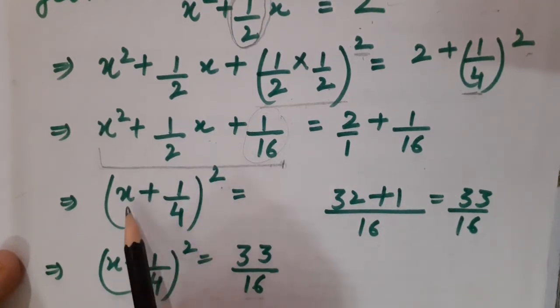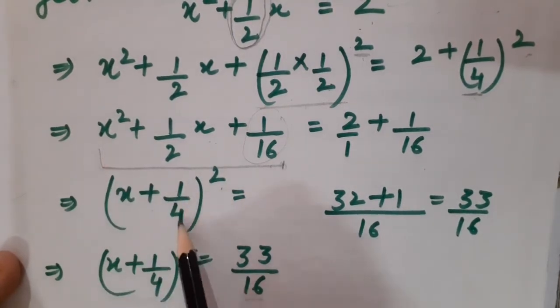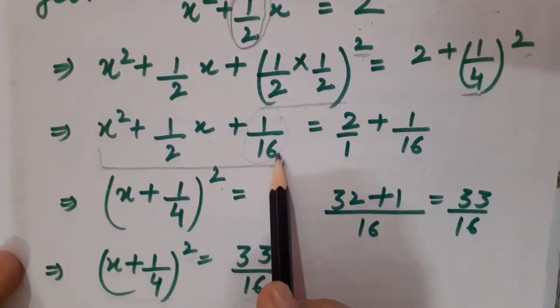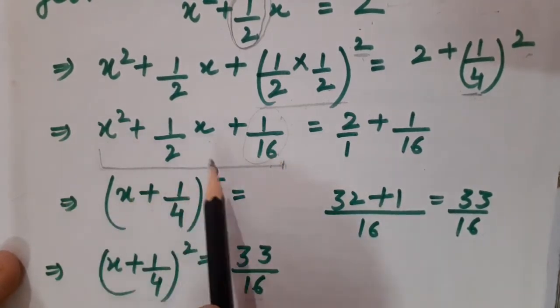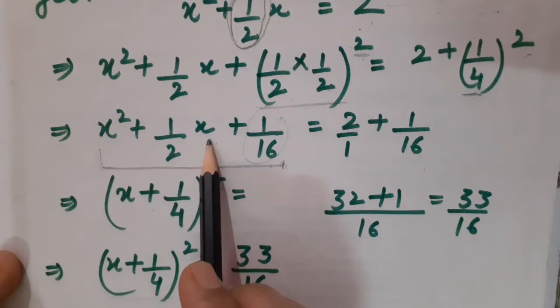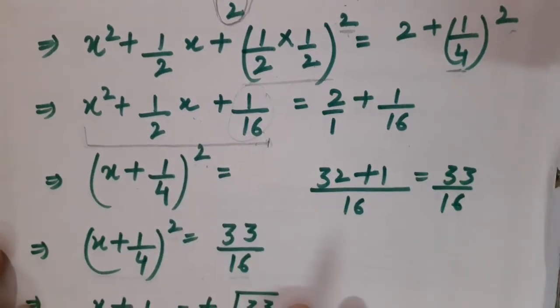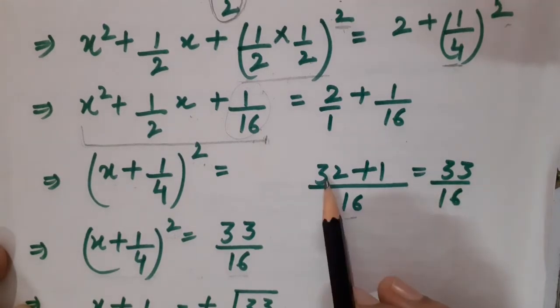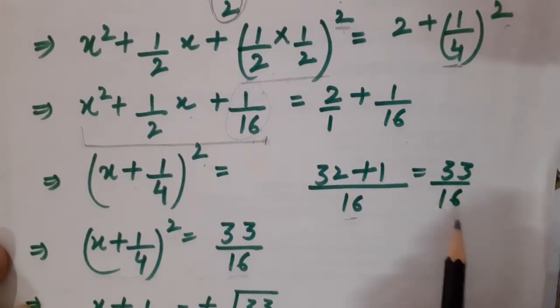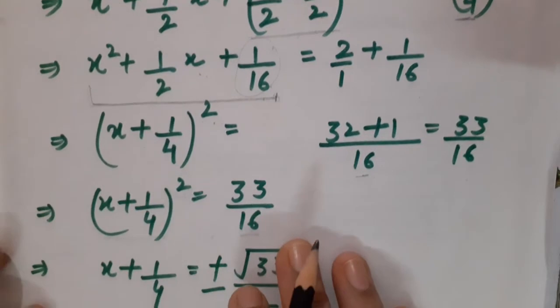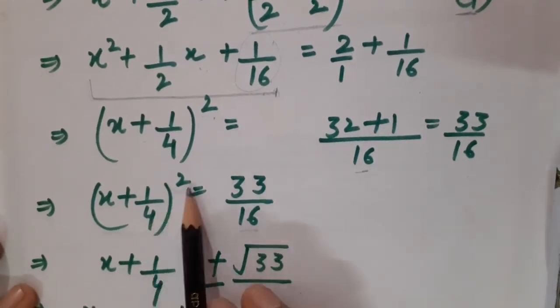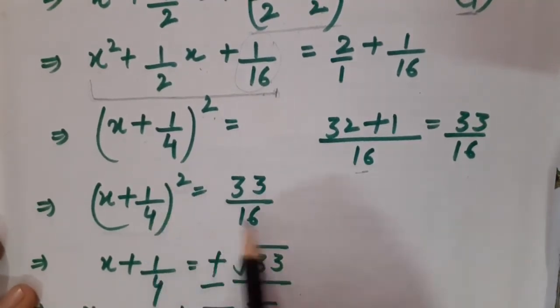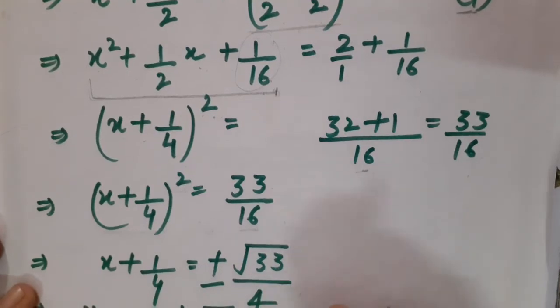Please simplify it. This is x square plus 1 upon 4 whole square, that is 1 upon 16, plus 2 into x into 1 upon 4, that is 1 upon 2x. Correct. Now simplify right hand side. LCM will be 16. So it will be 32 plus 1, that is 33 upon 16. So I have got x plus 1 upon 4 whole square is equal to 33 upon 16.